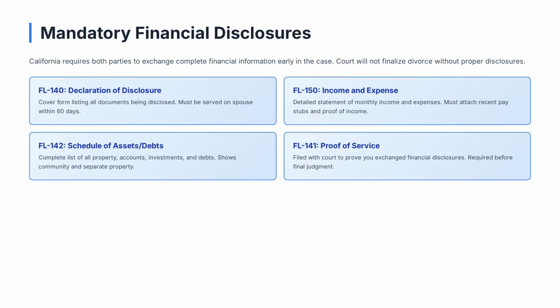So the mandatory financial disclosures, this is something that in a contested divorce each party has to provide. You do the FL 140 form, which is the Declaration of Disclosures. You do your income and expenses form, which is the FL 150. You do the FL 142, which is the schedule of assets and debts. And then you'll do the proof of service that you gave this information to the other party.